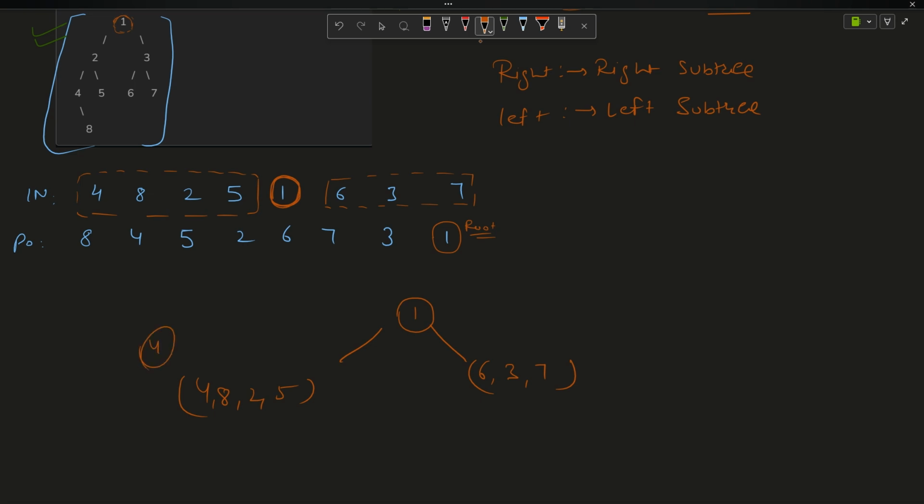That is 4 elements on the left and 3 elements on the right. And now what you can check is the 3 elements here and the 3 elements here are actually the same, not in the same order, but they are the same.